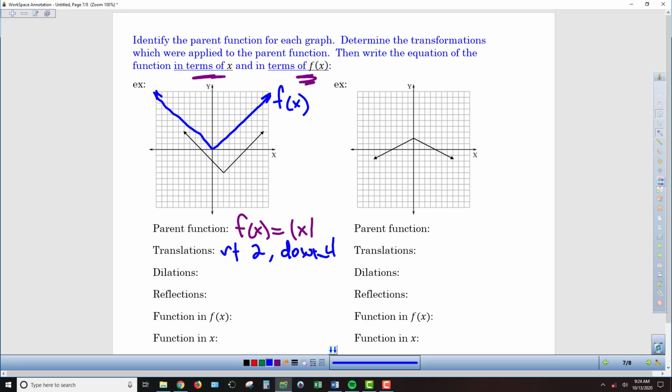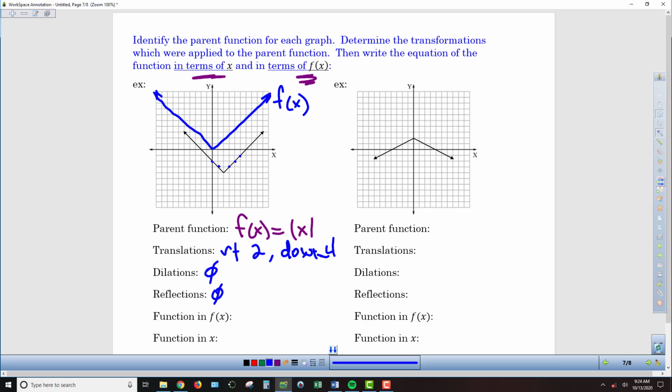It does not appear as though we have any dilations. If we look at the slopes of the sides of the graph, we're going up 1 over 1 on both sides, so that's consistent. So we have no dilation to speak of, neither in the horizontal nor the vertical direction. And then we don't have any type of reflection. Our graph is still opening upwards, as is our parent graph, so we've got nothing in that respect.